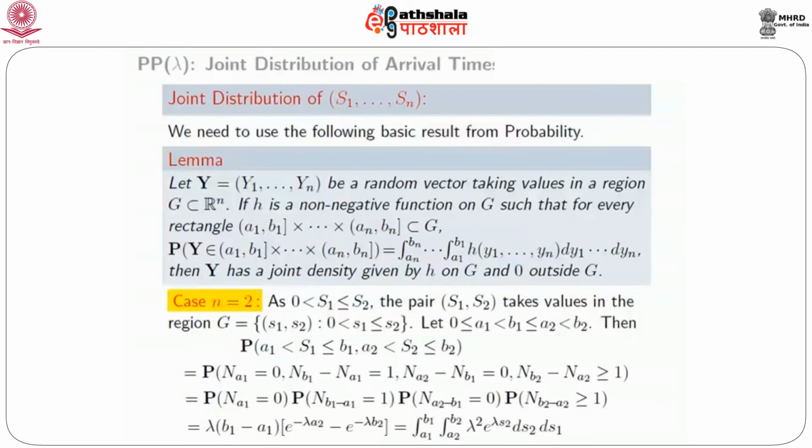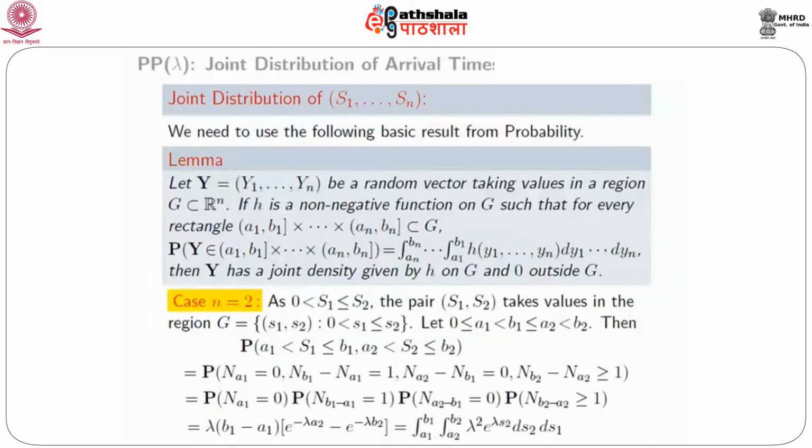algebra, and this is what you get: lambda (b1 minus a1) into e to the power minus lambda a2 minus e to the minus lambda b2. But the point is that you can easily see that this turns out to be this double integral. Remember, the lemma tells us that we should try to write the probability of (S1, S2) lying in that two-dimensional rectangle as a double integral over that rectangle, and that's exactly what the last expression does.